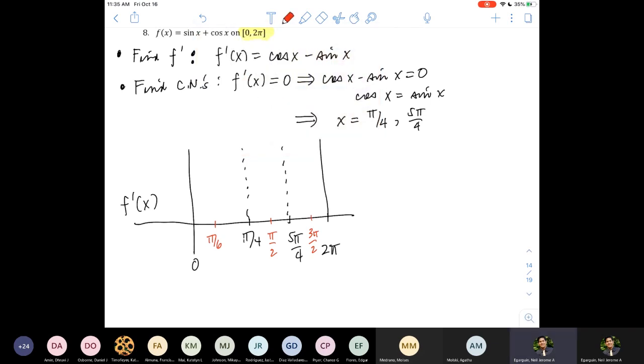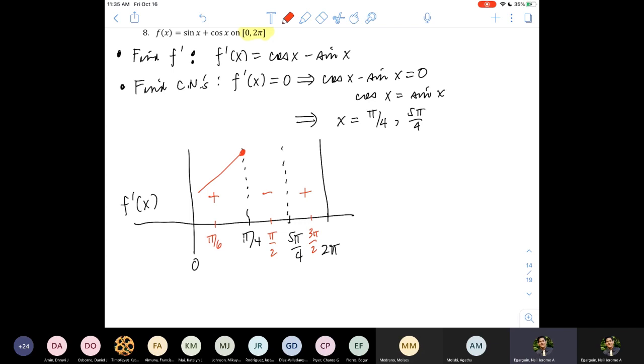And then we plug these special angles into the first derivative because we're doing the first derivative test. If you do so, you'll get a positive here, a negative here, and a positive there. So that means from 0 to pi over 4, the function is increasing.